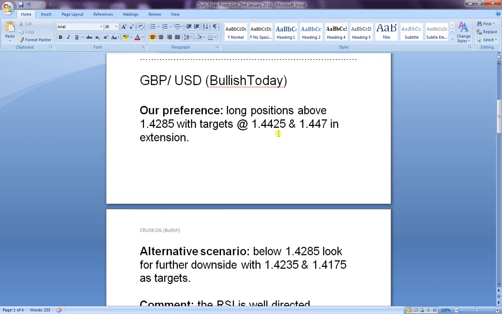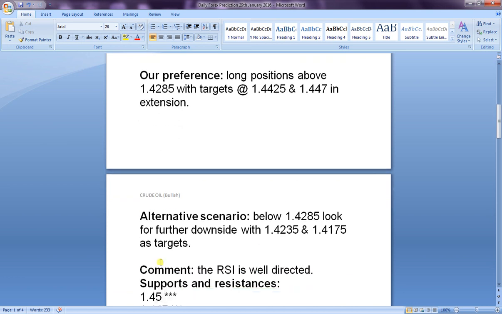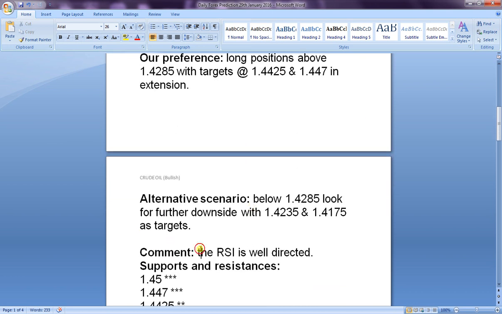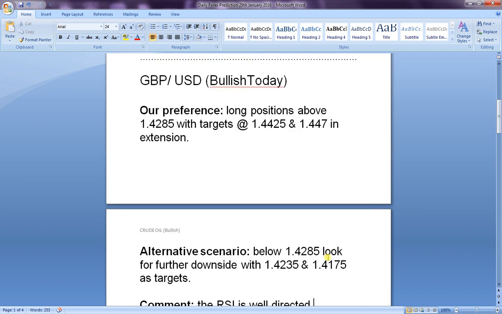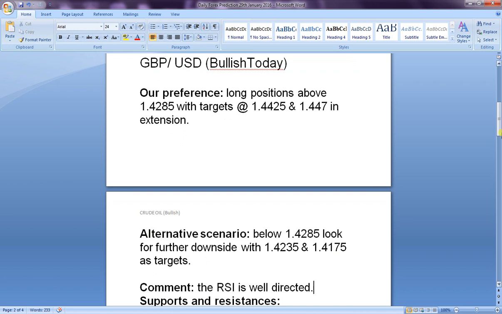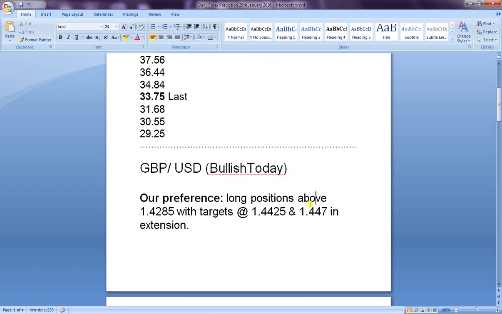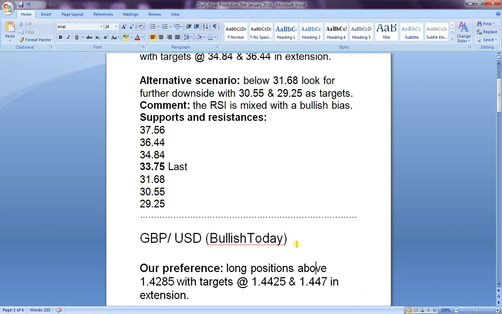All right, coming to the Great Britain pound USD, you can take your long position above 1.4285 with targets 1.4425 and 1.447 in extension. Alright, that's the comment, that's what I like. The RSI is well directed, so here you are free. I make some comparisons of different indicators in my tools, and it says that RSI is well directed, so I'm not worried about it, because it will be a bullish day for Great Britain pound USD, and you can also have some confidence there.